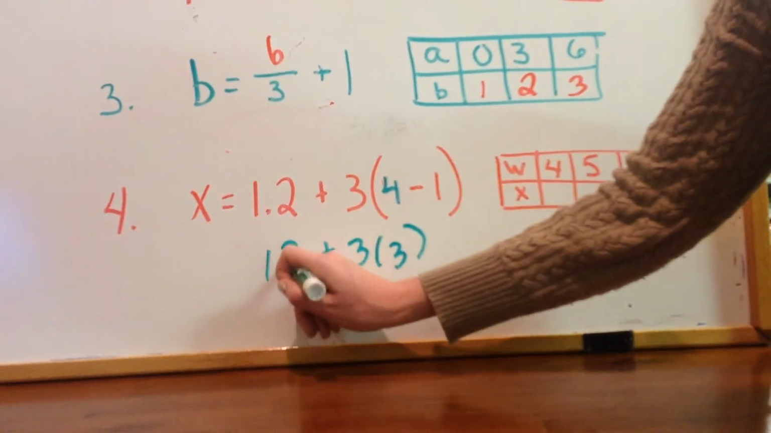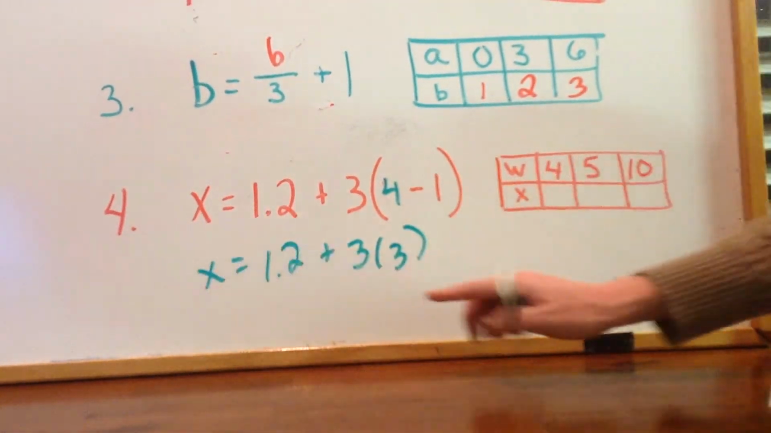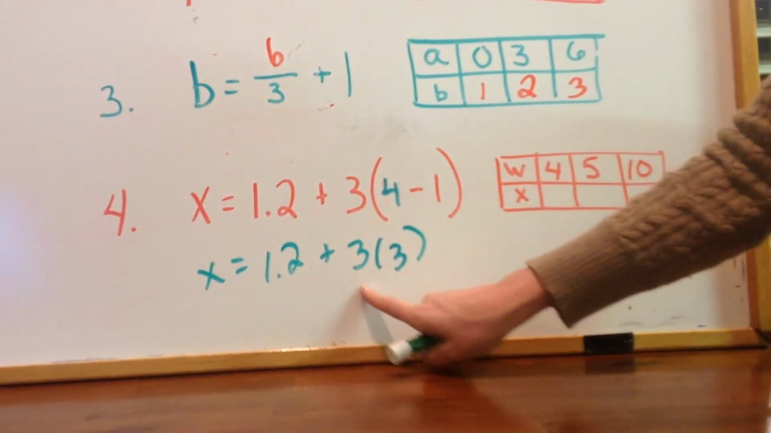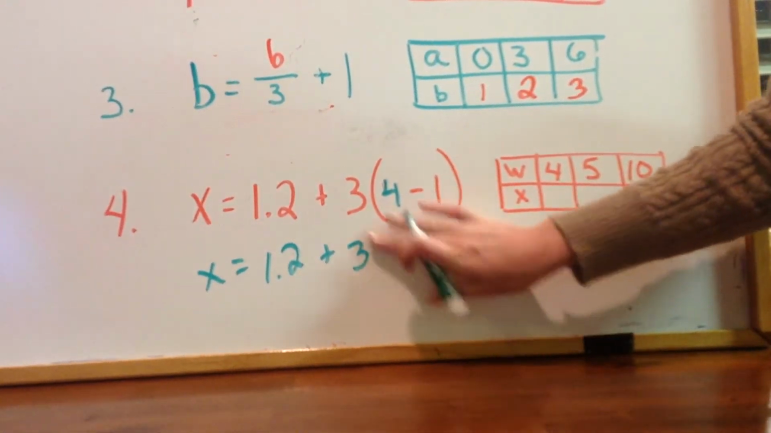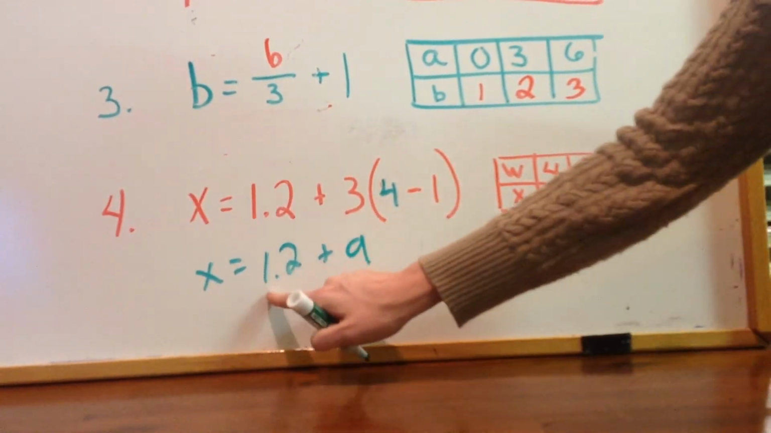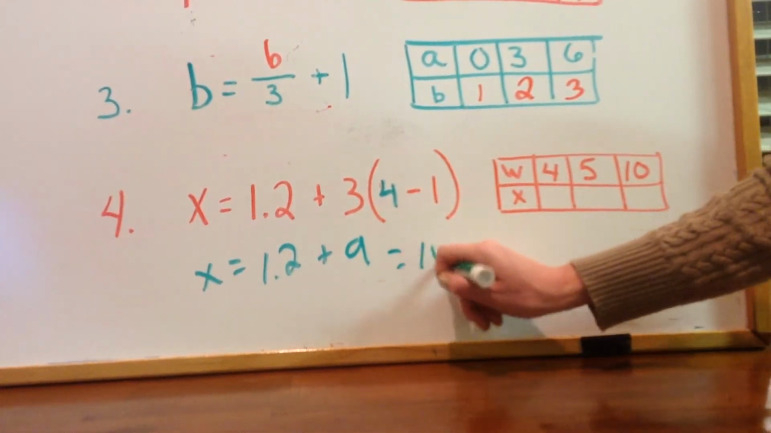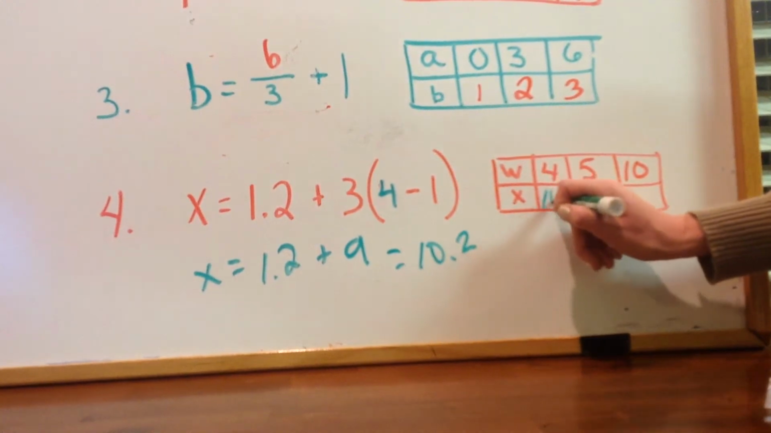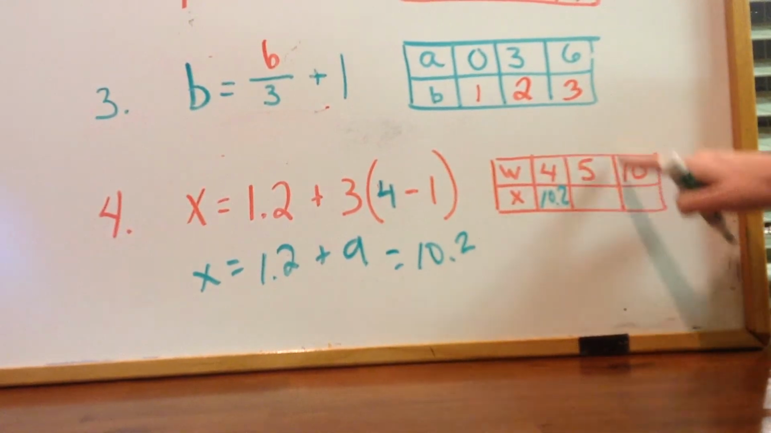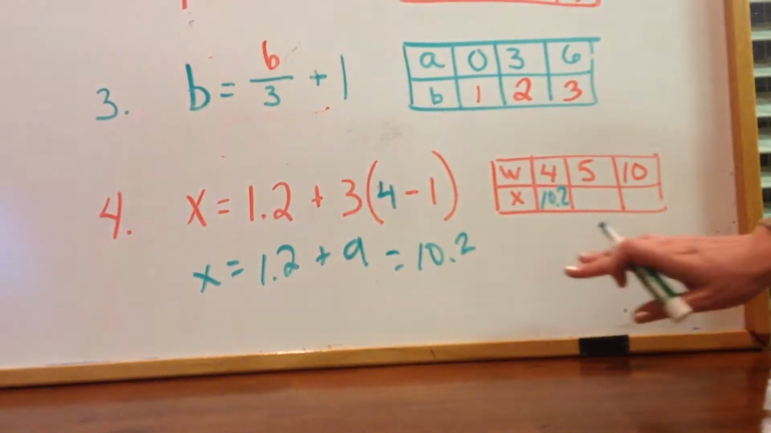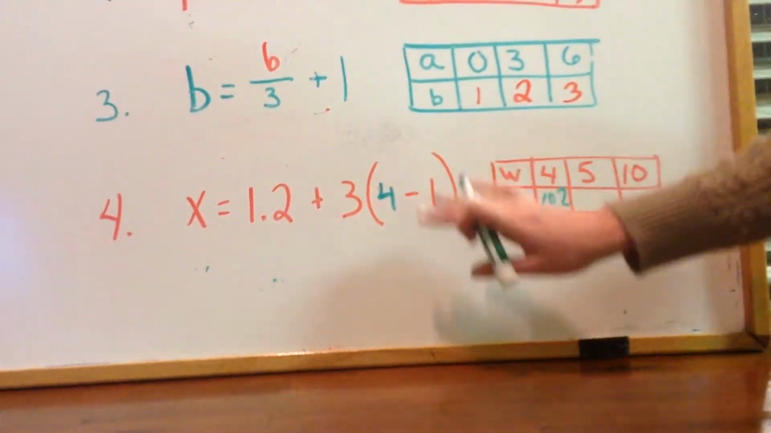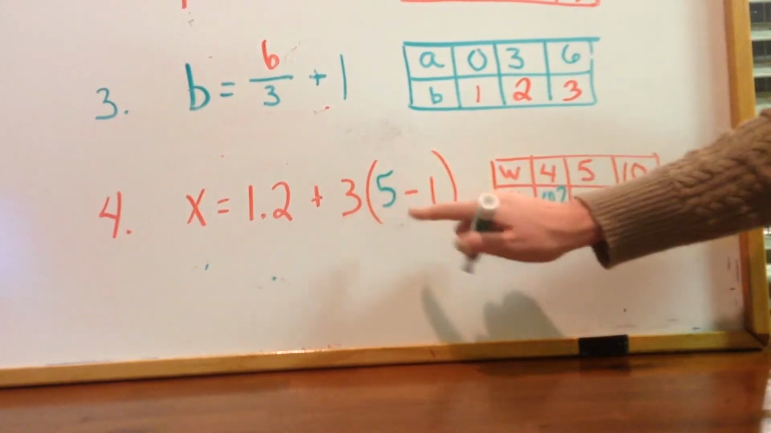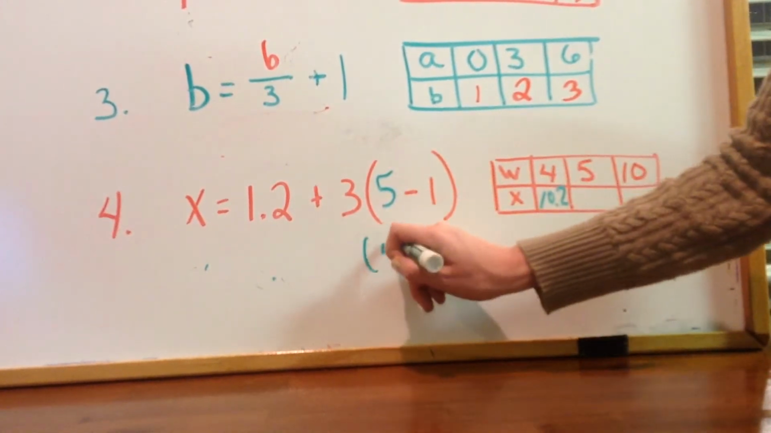I'm just writing the rest of my problem. Now should we add or should we multiply? We should multiply. 3 times 3 is 9. And 1 and 2/10 plus 9 is going to be 10 and 2/10. I'm going to do one more, and then you're going to try this one. So now this time I'm going to replace my w with 5. 5 minus 1 is a 4.